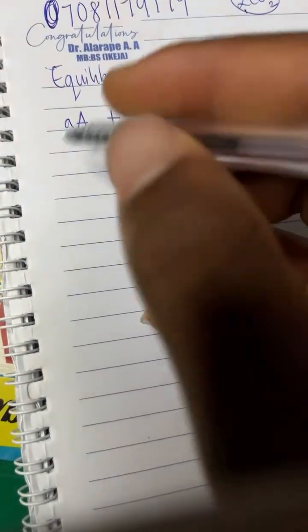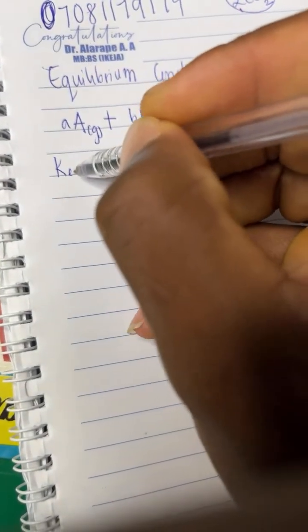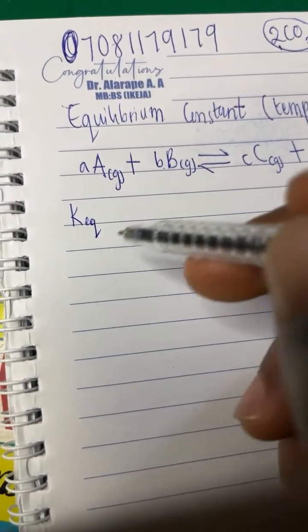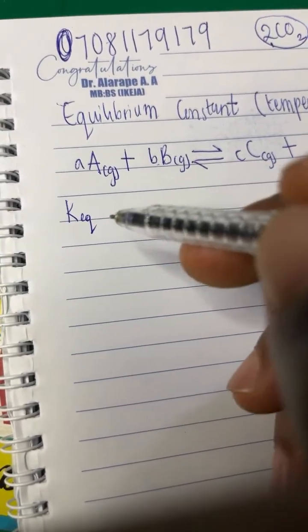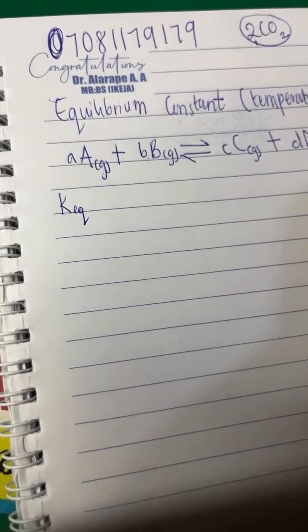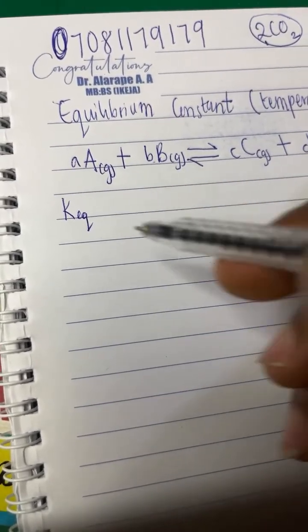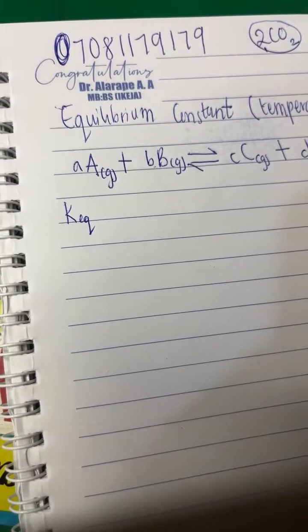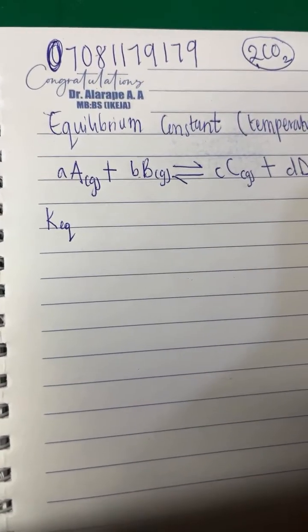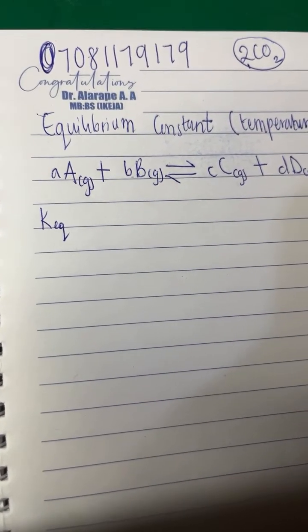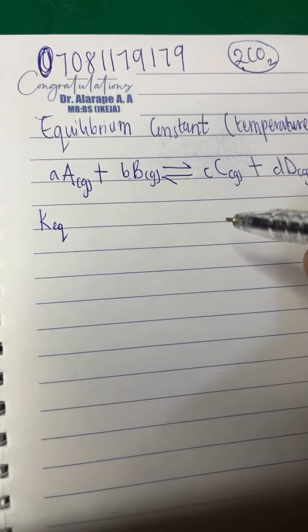Equilibrium constant can be in the form of KEQ. We can write it as KEQ. This is the equilibrium constant of the equation. Or it can be Kc. If we say it's Kc, that means we are talking about the equilibrium constant when the concentration is in moles per dm cube. Do you people know the formula for concentration?